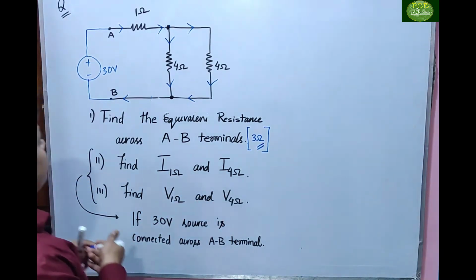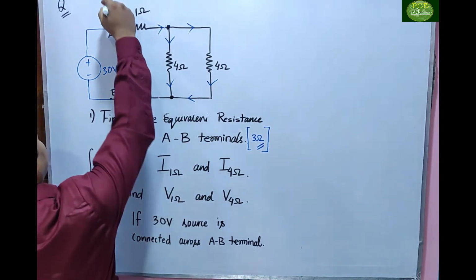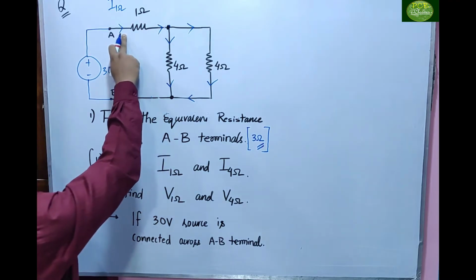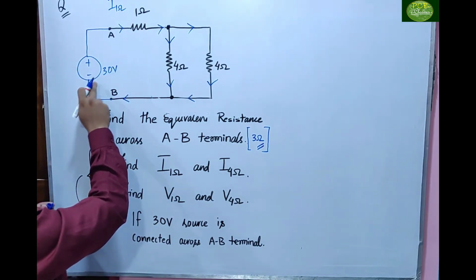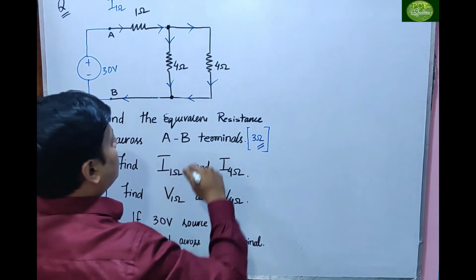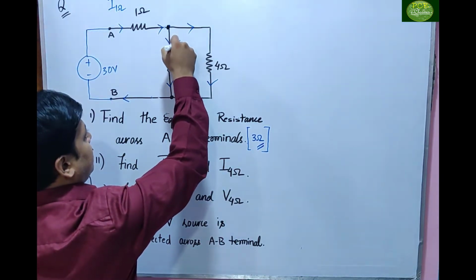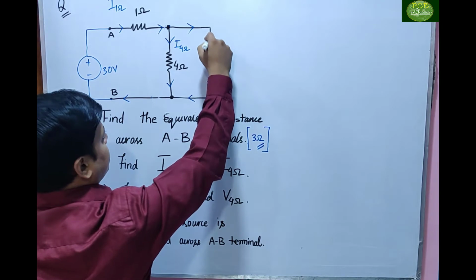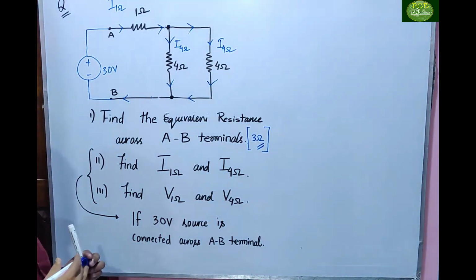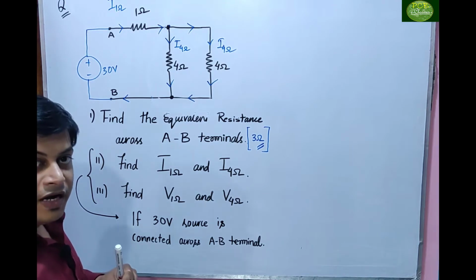So current flowing here in the 1 ohm, I am taking that one as I1 ohm. What is this current? The current which is given by the 30 volt source is the same current flowing in the 1 ohm. Now what is here? Current in the 4 ohm. Fine. Let us find it out.